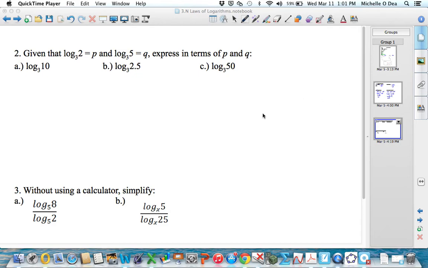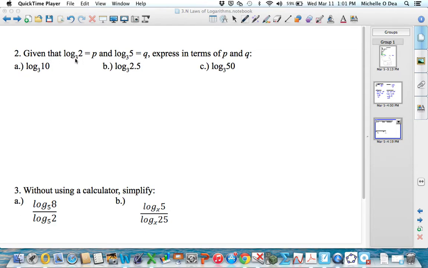We're going to continue with the third part of the Laws of Logarithms in this podcast. So now we're going to use the laws in a little bit of the reverse. The first example here, we have some information.